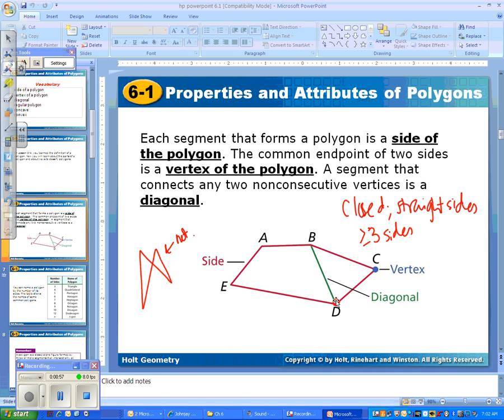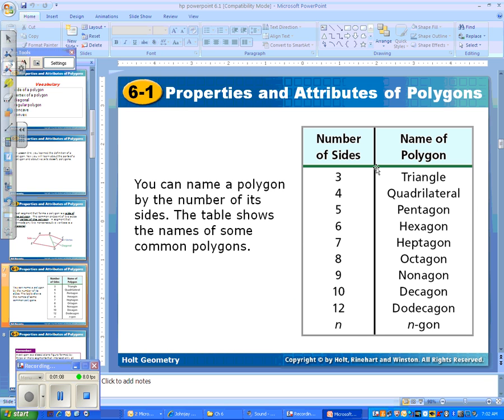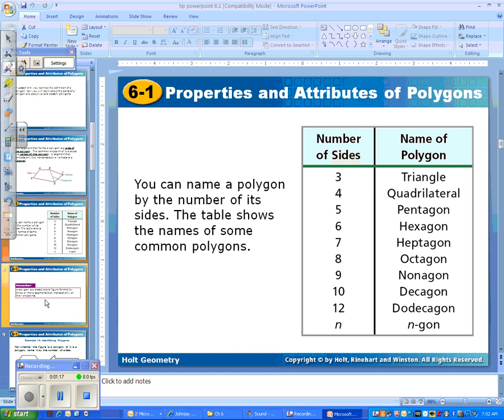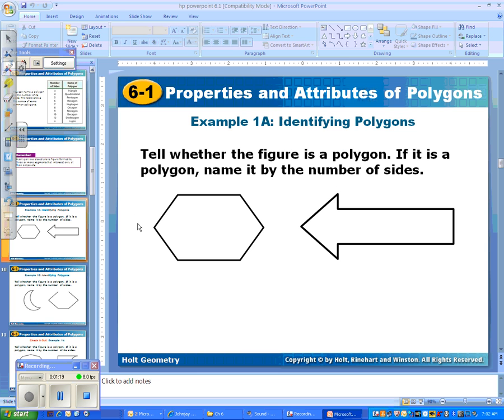A diagonal is something that goes from one vertex to another vertex. So this green line is a diagonal, and the vertex is where two sides meet. So I think that's all the vocab you need to know. Some more things you need to know are all the names of the polygons. If I put this on an exam, you have to know that a hexagon has 6 sides. This is in your book. Find it, memorize it. First part on your homework, you're just going to tell if a figure is a polygon, and then name it by the sides.